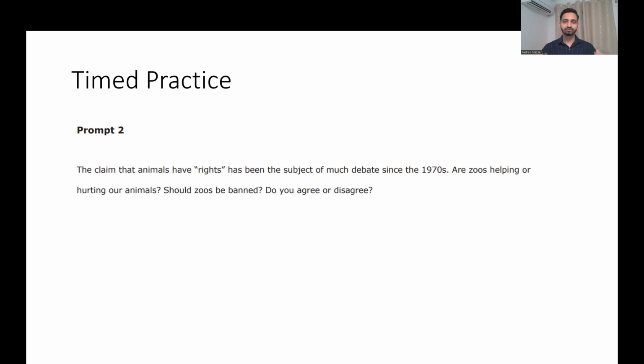And when you come back, we're going to review the response, and we're going to see a good example of a written essay, okay? So the prompt here says the claim that animals have rights has been subject of much debate since 1970s, okay? From 1970s, there has been a debate that animals have rights, rights to survive, rights to freedom and all these kind of things. Are zoos helping or hurting animals? Are they really keeping them safe, or are they taking away their freedom, right?